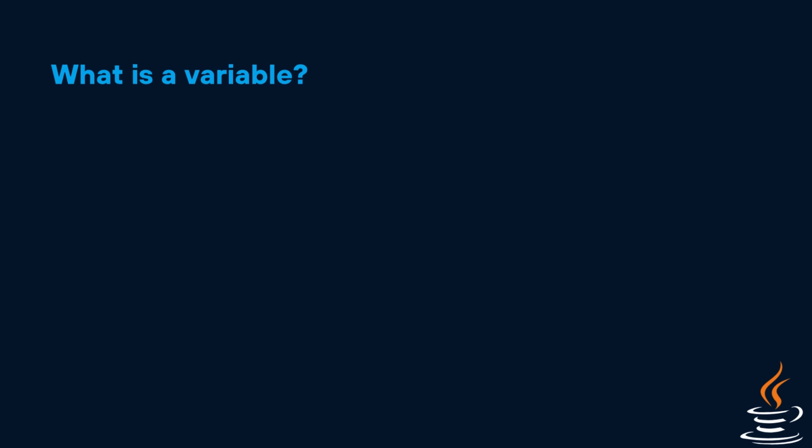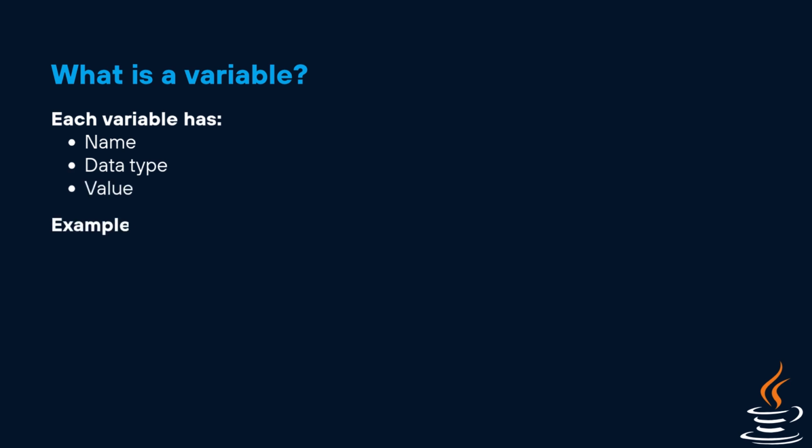Think of a variable like a box in your computer's memory where you can store data. Each variable has a name, a data type that tells Java what kind of information it holds, and a value. For example, int age = 25. Here int is the data type, age is the variable name, 25 is the value stored inside. This line of code tells Java to create a box called age that can hold whole numbers and put the value 25 inside it.